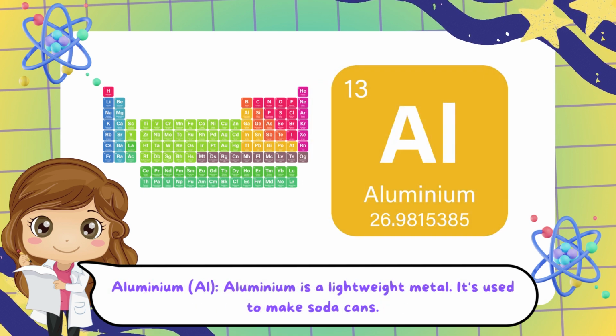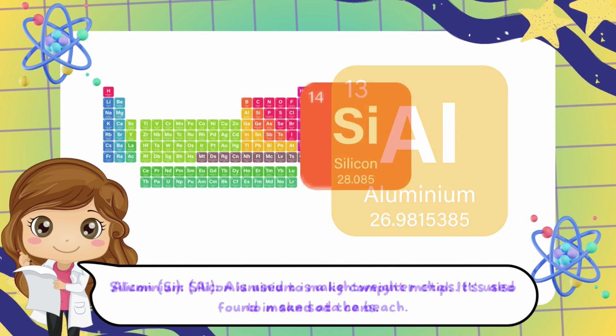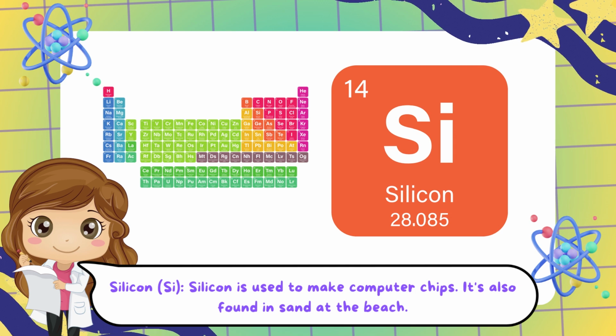Aluminium, A-L. Aluminium is a lightweight metal. It's used to make soda cans. Silicon, S, I. Silicon is used to make computer chips. It's also found in sand at the beach.